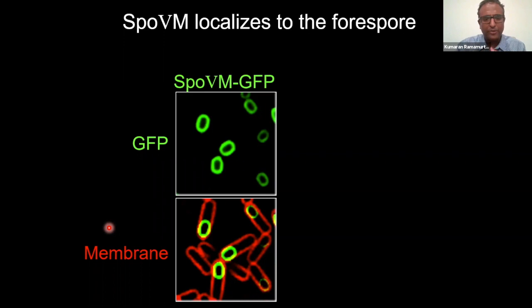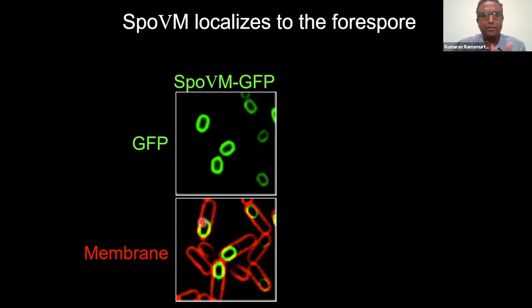So what I'm showing you here is a fluorescence micrograph of sporulating Bacillus subtilis. To visualize the cells, we've used a fluorescent membrane dye that's shown here in red, and I'm highlighting it right now, and that shows you the outline of the cells. And these cells have been engineered to express that first protein, SpoVM. It's fused to a protein called green fluorescent protein. So this allows you to visualize the cells that they're attached to.